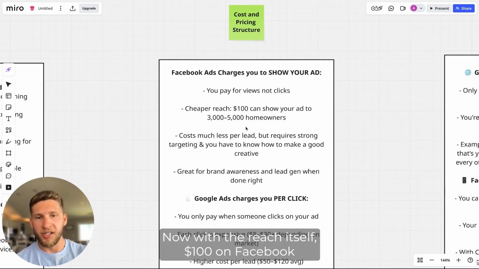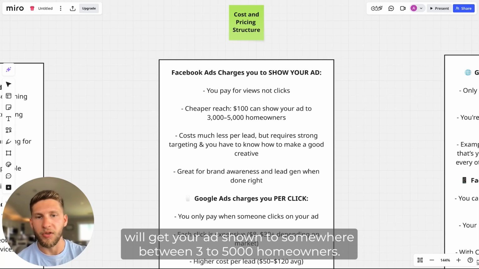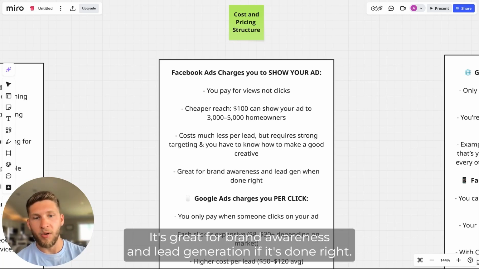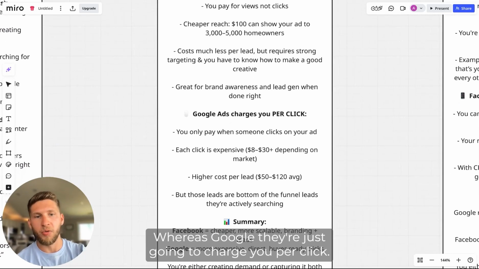Now, with the reach itself, $100 on Facebook will get your ad shown to somewhere between 3,000 to 5,000 homeowners. So all these people are going to see your ad. It's great for brand awareness and lead generation if it's done right. Whereas Google, they're just going to charge you per click.